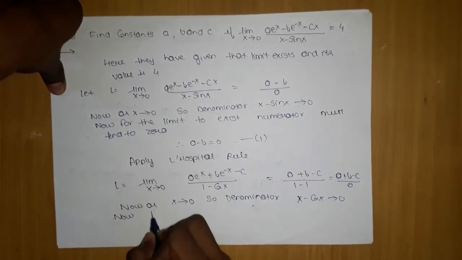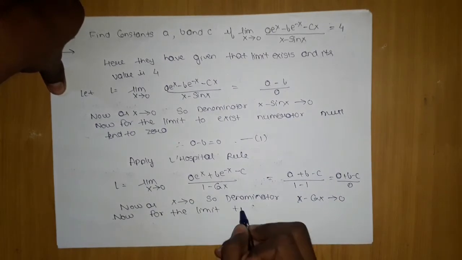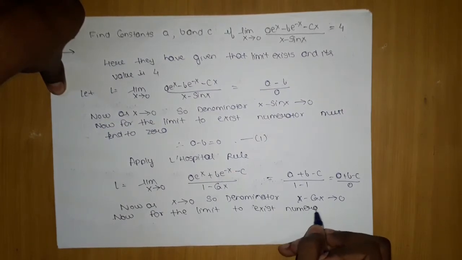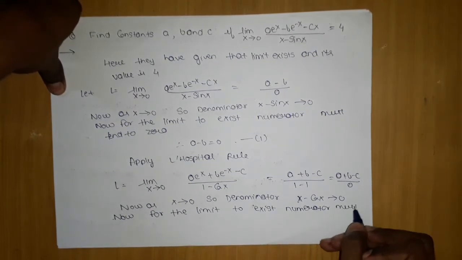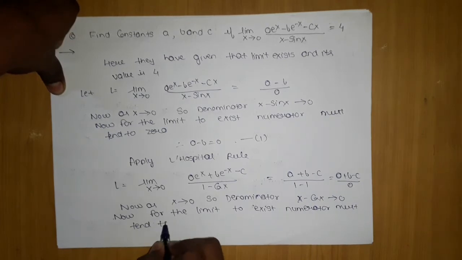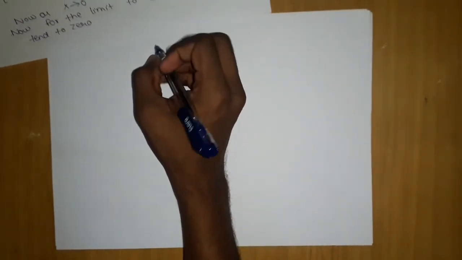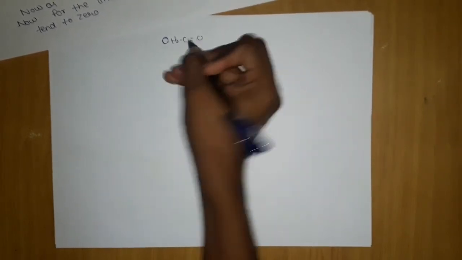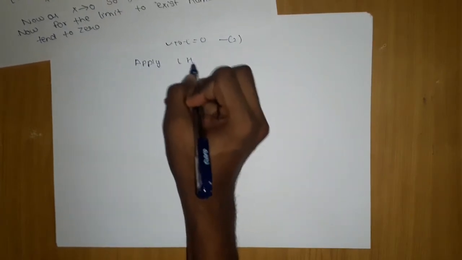Now for the limit to exist, the numerator must tend to 0. If it tends to 0, then a plus b minus c should be equal to 0. This is my second equation. Since it is 0 by 0, we can apply L'Hopital's rule.